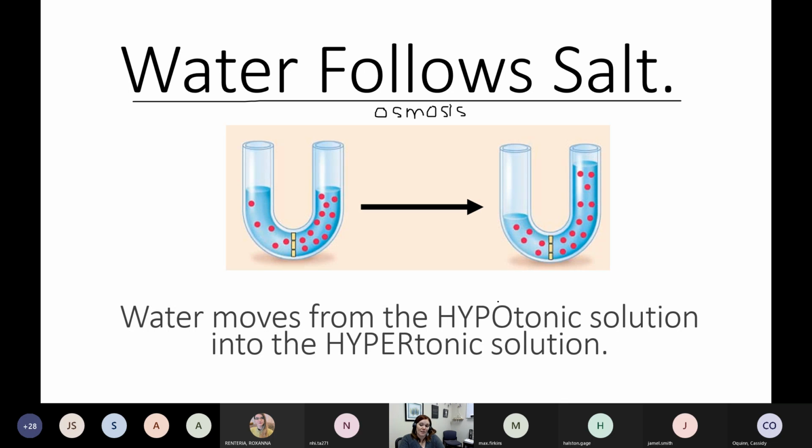So in osmosis, we're moving from where there's a lot of water, a hypotonic solution has lots of water, and it's moving into a hypertonic solution. A hypertonic solution is one that has a lot of salt or a lot of sugar.